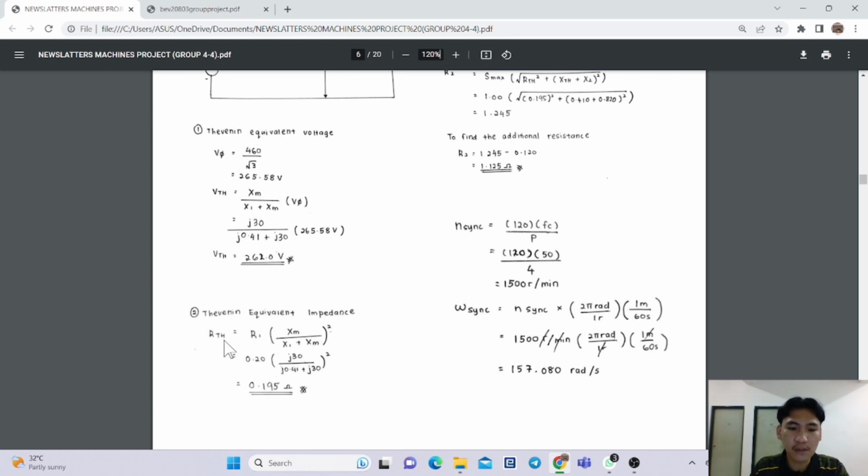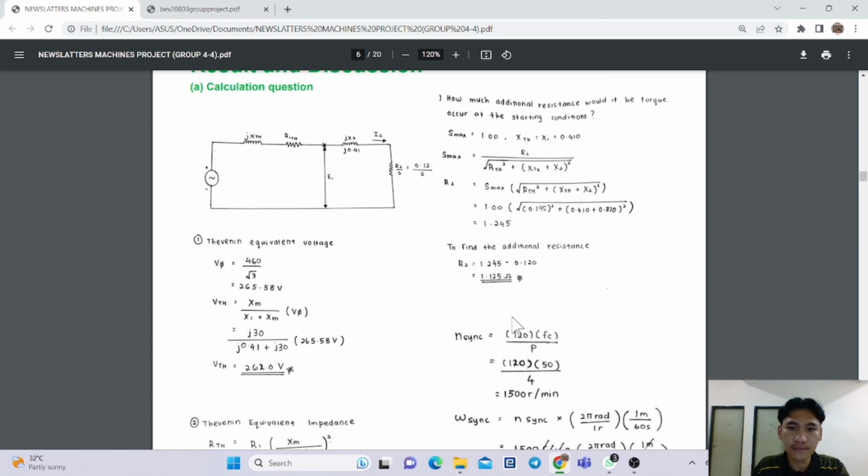So the second question that we need to do is to find the Thevenin equivalent impedance. So our RTH equals R1 multiplied by XM over X1 plus XM to the power of 2. Our R1 that we set is 0.20 ohm, our XM is j30, our X1 is 0.41 plus j30, to the power of 2, and we will get the equivalent impedance is 0.195 ohm.